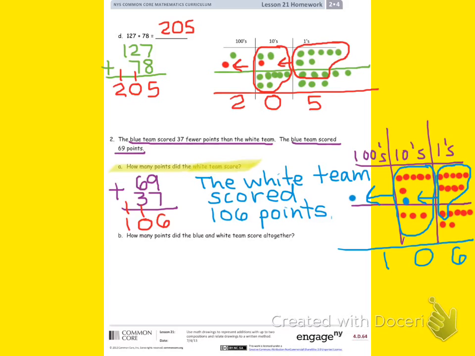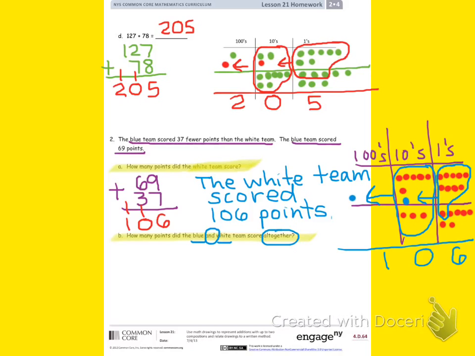Item B. How many points did the blue and white team score altogether? I'll go ahead and highlight that to remember to answer the question. I will underline blue and white. I will circle the word and, blue and white, and I will circle the word altogether. That reminds me that I need to add.